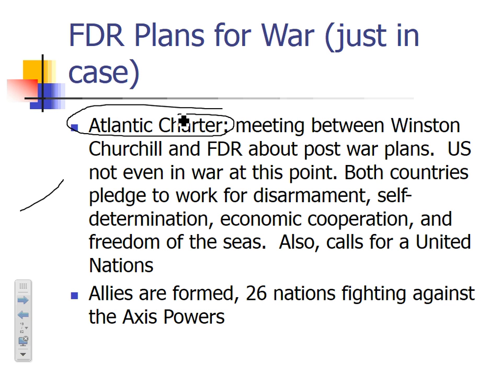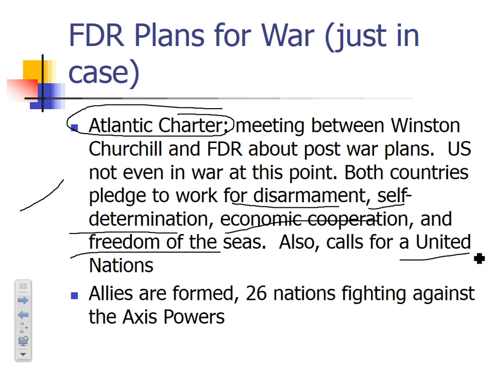Essentially, FDR and Churchill come up with this idea that we need to work for disarmament, so limit the amount of guns. Countries need to have self-determination. That's really looking at countries that are colonized, allowing them the right to rule themselves. Economic cooperation amongst the nations, lower your tariffs, and freedom of the seas. Essentially, everything that was really in Woodrow Wilson's 14 points that he brought to the Treaty of Versailles at the end of World War I, that all the European countries were like, this is stupid, we want nothing to do with it, and they threw it out.